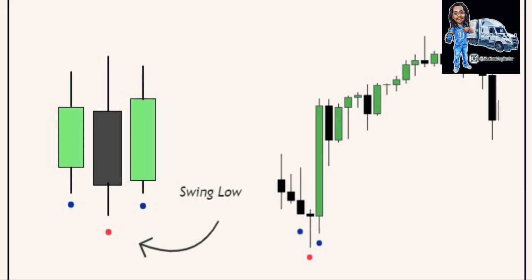This is very important when it comes to reading price action, when it comes to determining market structure. This is something that you really have to know as a trader, because you will use swing highs and swing lows every day in the markets. So make sure you guys know what a swing high and a swing low is.